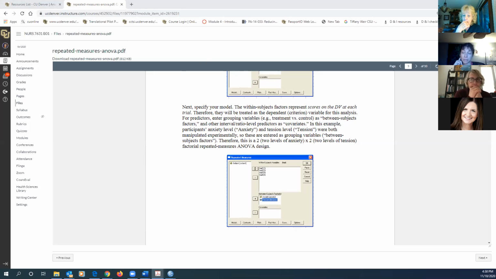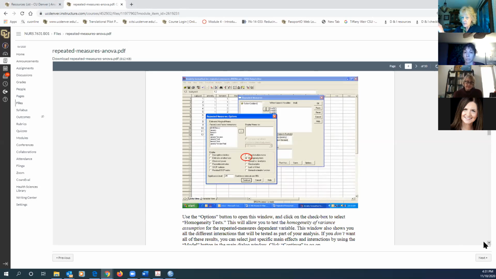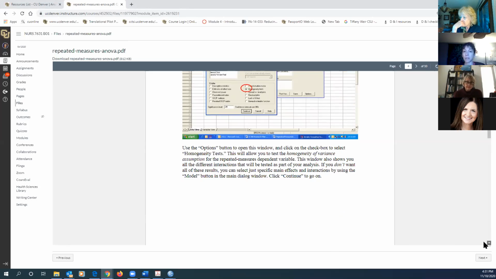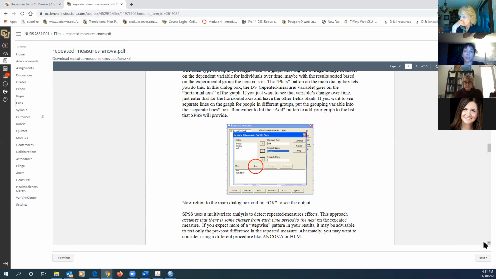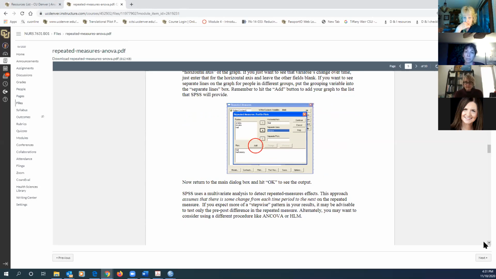Okay. And then you run the analysis. Did you click also that you wanted homogeneity? Yes, we chose options and selected homogeneity and made sure that our alpha was set at 5%. The graph comes out great.